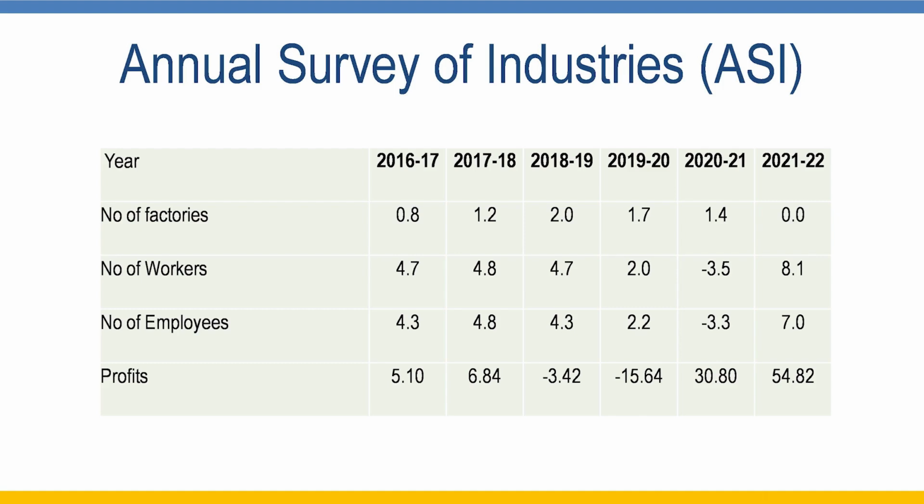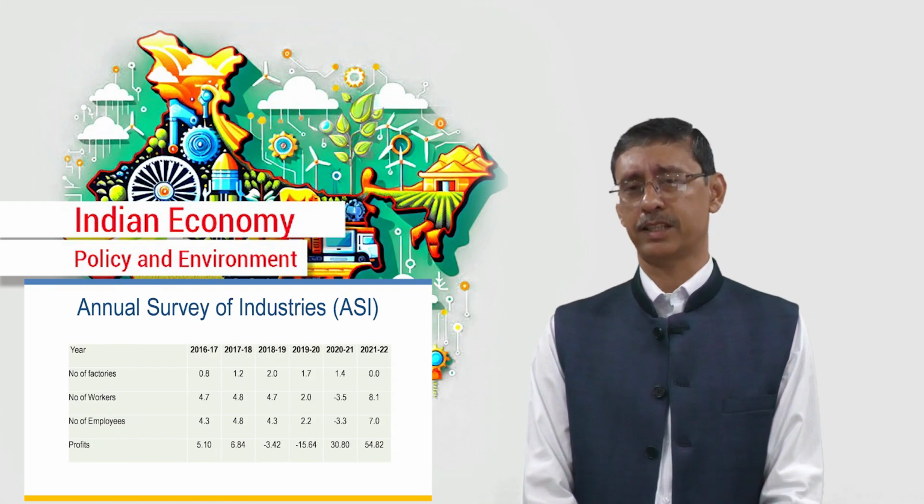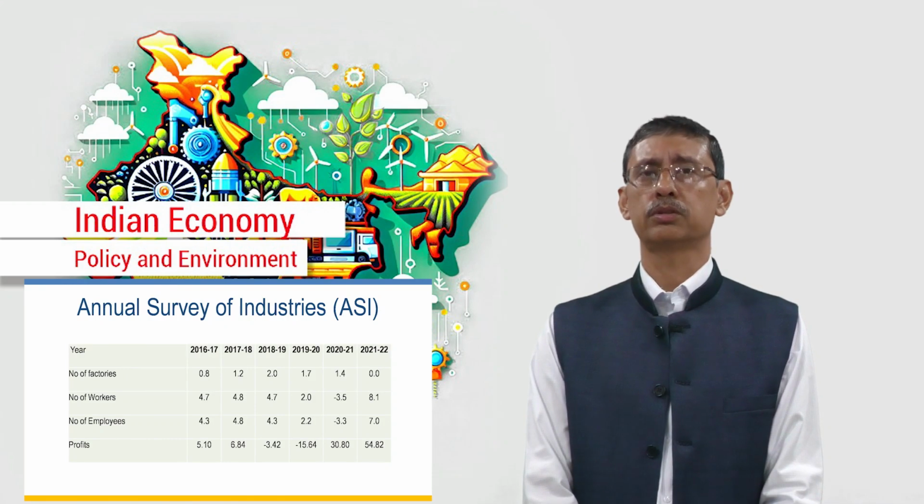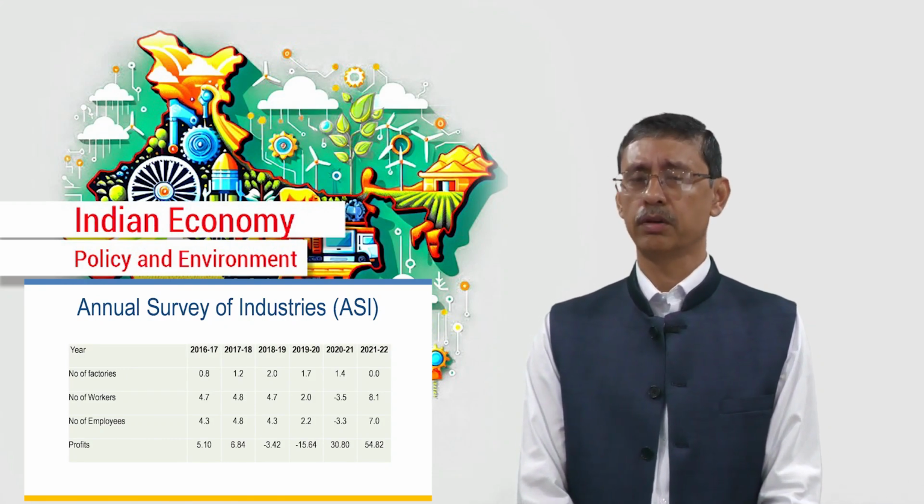So it was 5% in 2016, which has gone up to 30% in 2021 and 54.8% in 2021-22. So the factories are not increasing, the workers are not increasing, employees are not increasing. Therefore, we do not have the kind of employment elasticity expected, that the industrial sector is going to give you growth, and at the same time is also going to give you employment. These are the two reasons.